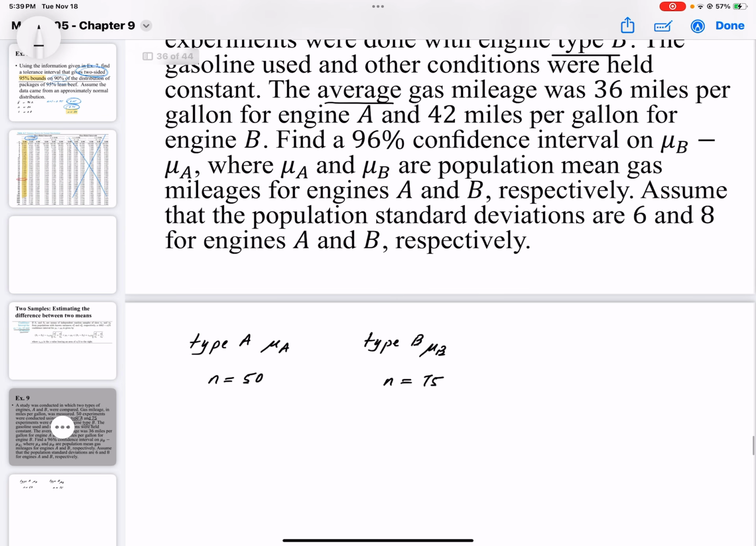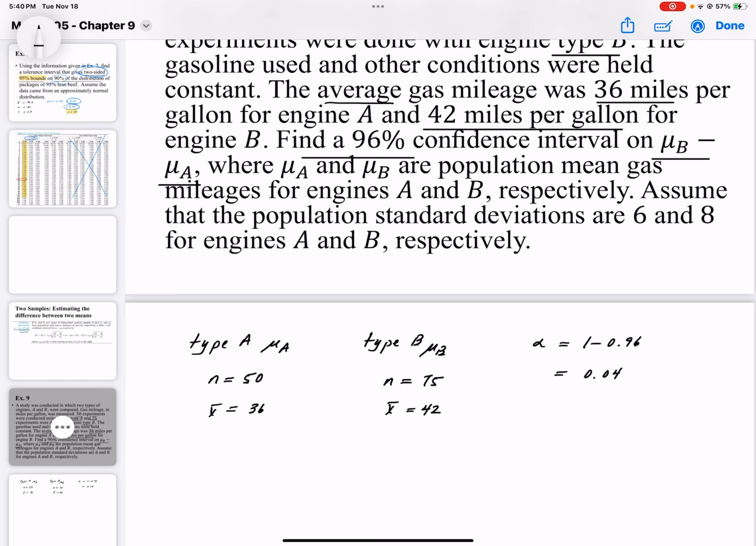The average was 36 miles per gallon for engine A, and it was 42 miles per gallon for engine B. We want a 96% confidence interval. So alpha is 0.04. And let's see. Oh, they want the interval on B minus A.